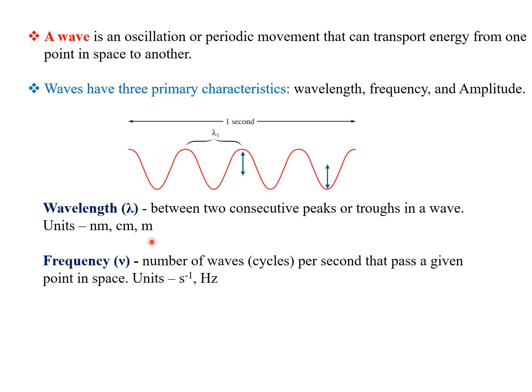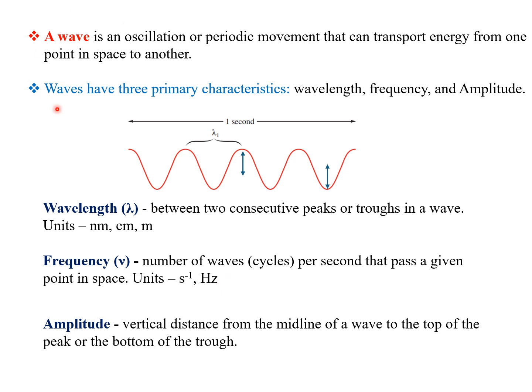The second characteristic is frequency. The frequency symbol is the lowercase Greek letter nu, which looks like v. We can define frequency as the number of waves or cycles that pass within 1 second for a given place. If you pick one place, how many waves or cycles pass this place within 1 second. So units are per second or hertz. So 1 per second is equal to 1 hertz, or for large frequencies we can use megahertz, gigahertz and so on.